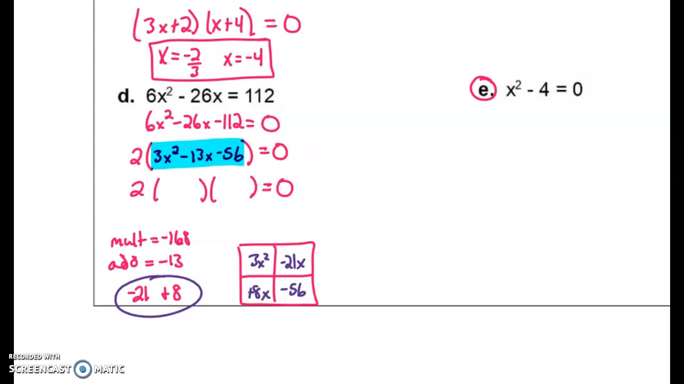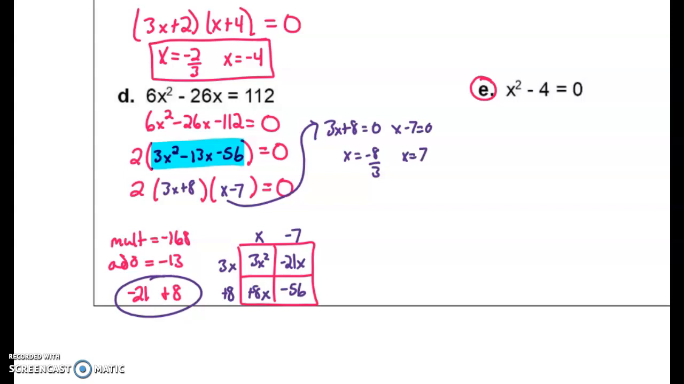So now you're going to factor out your GCFs. So on the top row, 3x is the GCF. And then on the bottom row, a positive 8 can factor out. And so that's 3x plus 8. On the first column, x is the GCF. And on the second column, negative 7 can factor out. So that's x minus 7. So now to solve, you're going to set each factor equal to 0 and solve. So we'll get negative 8/3 and we'll get positive 7. So it has two x-intercepts or two solutions, and this is where they are.